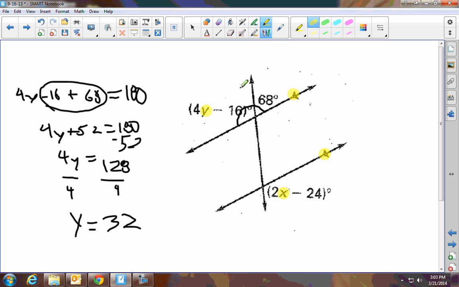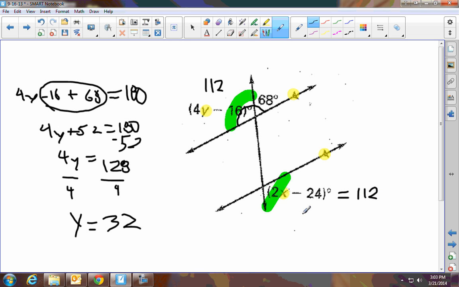Well, we get x because we know the relationship between this exterior angle and this alternate exterior angle. Alternate, remember when we hear alternate, we think congruent. So I know that these two angles have to be congruent. I'm going to plug in my 32 here. 4 times 32 equals 128. Subtract 16, and we get 112 for this angle measure here, which means that this angle down here has to equal 112 as well.